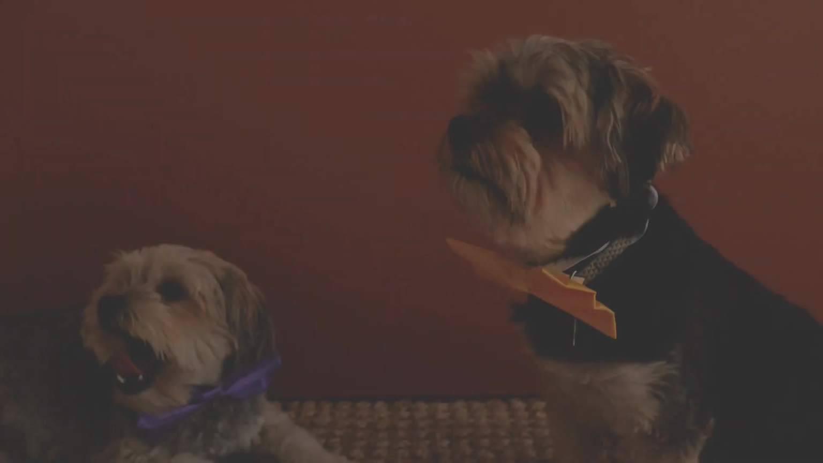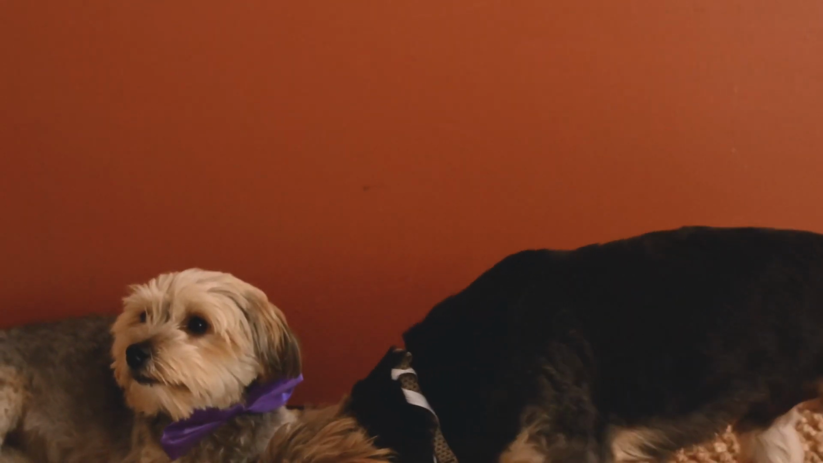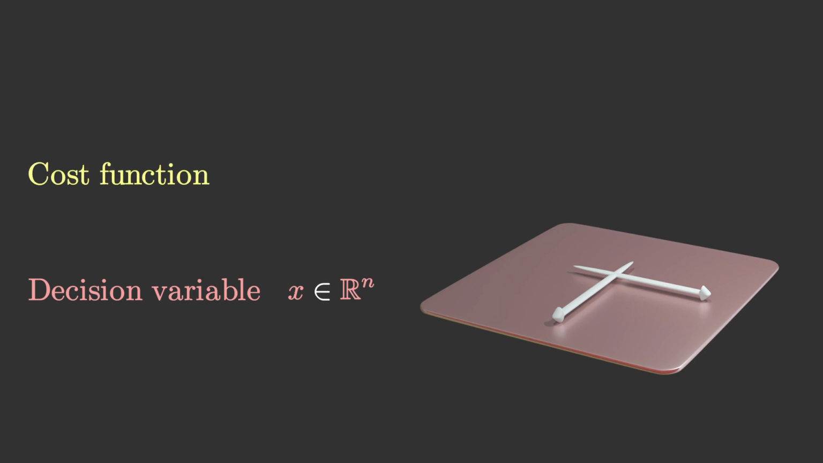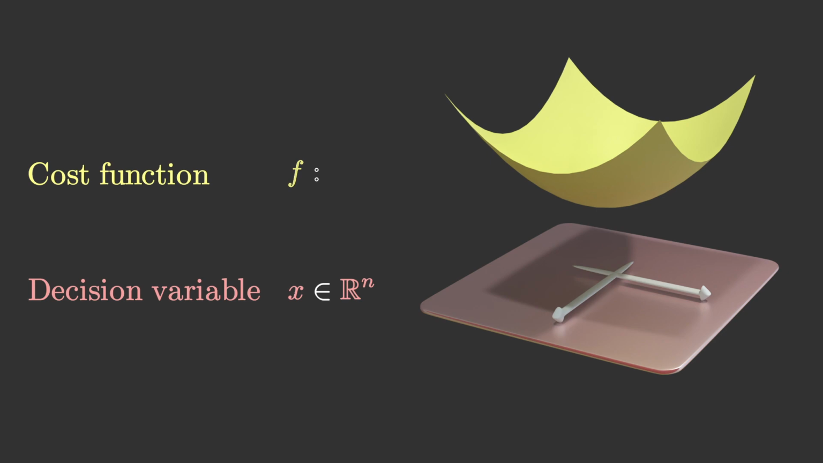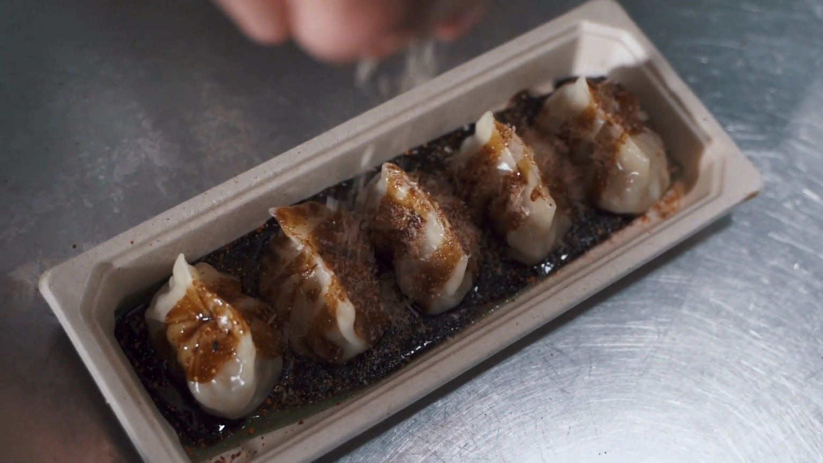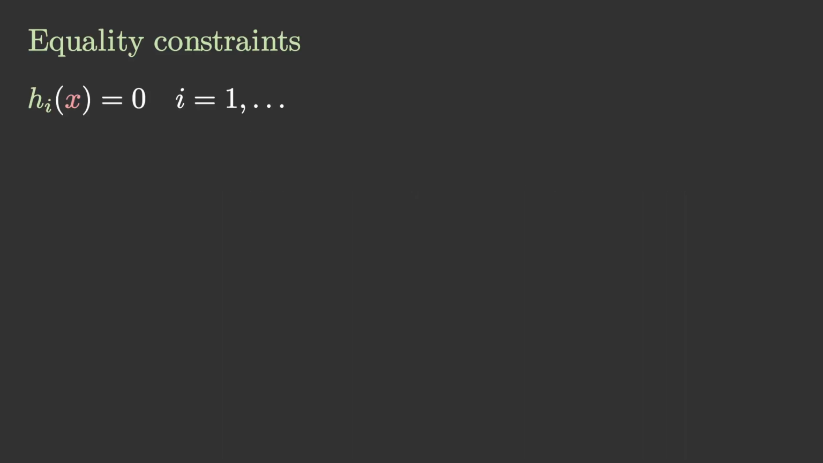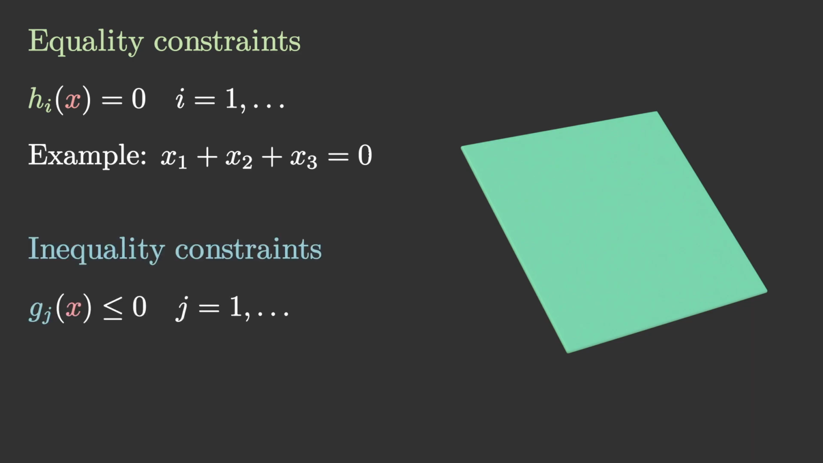More formally, an optimization problem is given by 3 ingredients. The first ingredient is a set where our decision variable lives. Often, this is simply R^n. The second ingredient is a cost function f that we want to minimize. This function maps the set where our decision variable lives to R. This function is sometimes known as the objective function. The third and final ingredient is constraints on the decision variable. Constraints come in the form of equality constraints and inequality constraints.